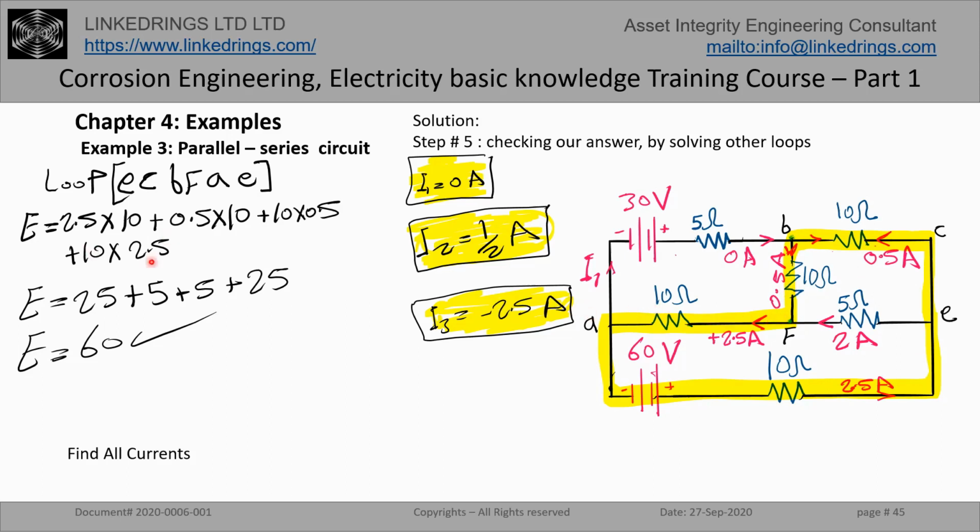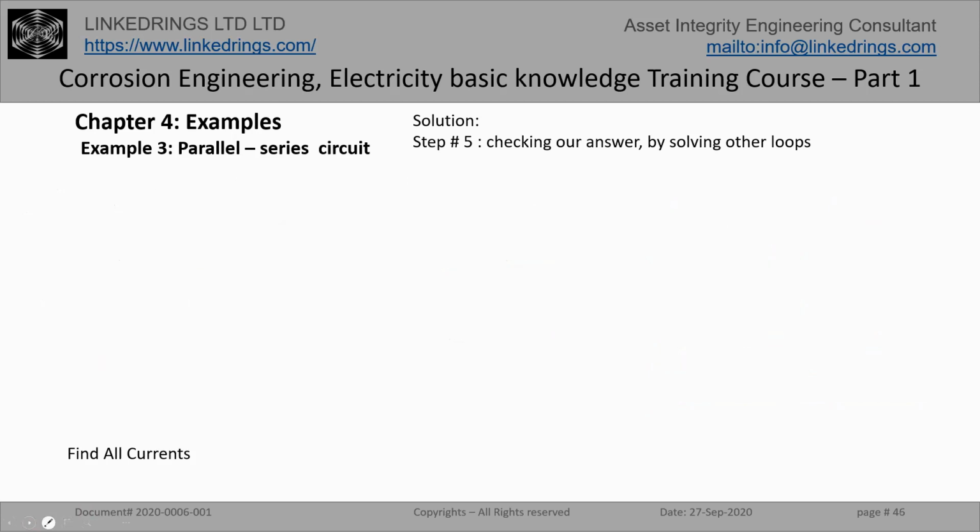Is it true? Let's see. So 2.5 times 10 is 25. 0.5 times 10 is 5. 0.5 times 10 is 5. 2.5 times 10 is 25. So 25 and 25, 50. 50 and 10 is 60. Oh, correct. So this is a checkpoint. It confirms that our solution is correct.